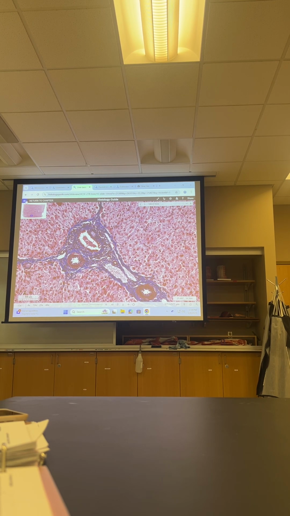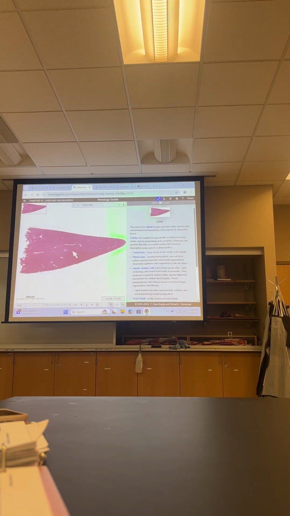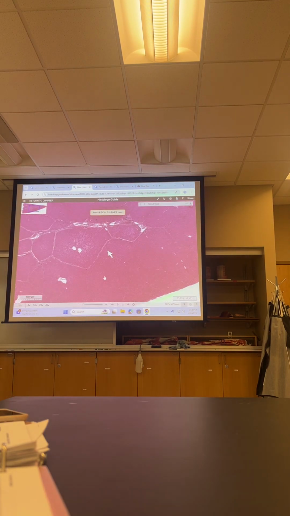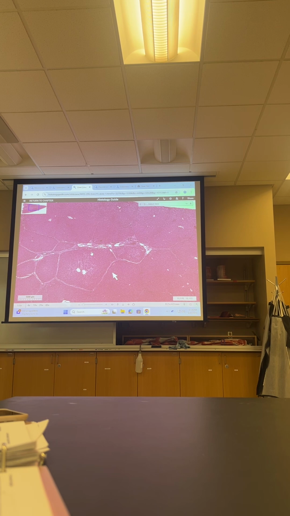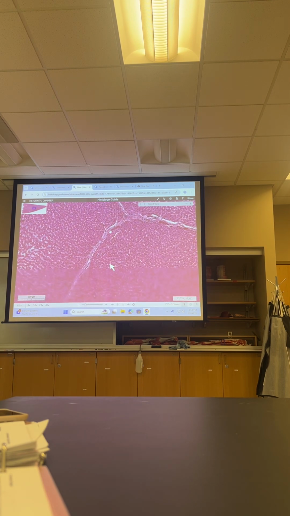And then between, I'm going to go back to this one because this is more what we have. Each lobule is separated from the others by an interlobular septum, and that's made up of connective tissue. If you zoom way in, you can see the connective tissue running between the different lobules, and that's what separates each lobule from the other lobules.